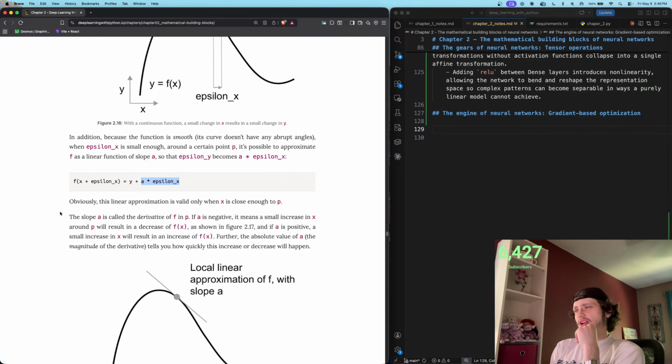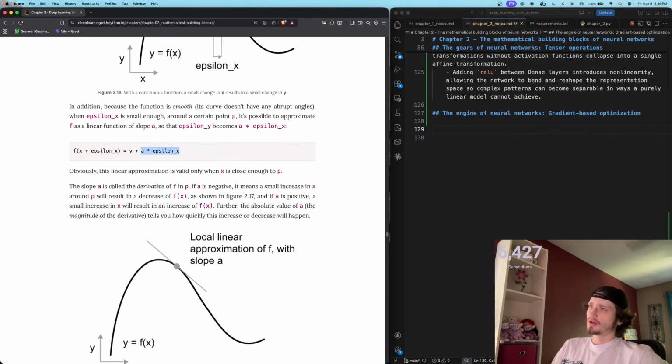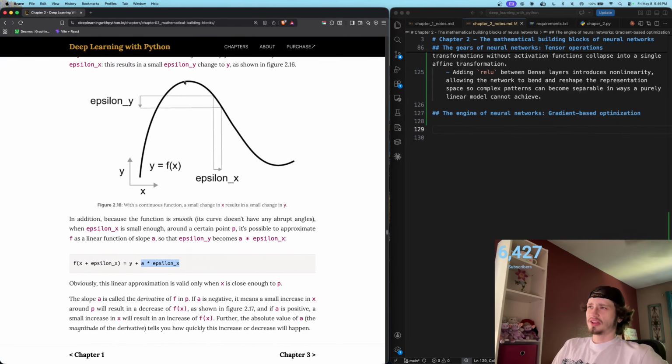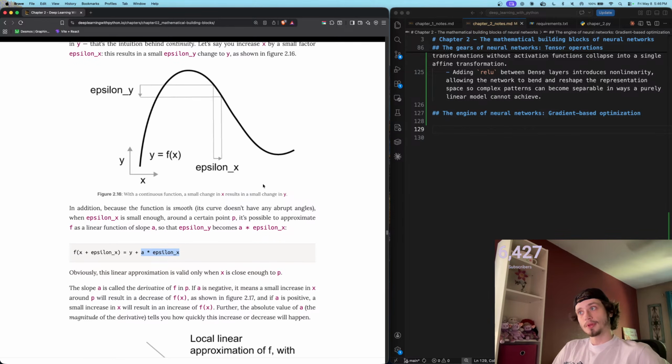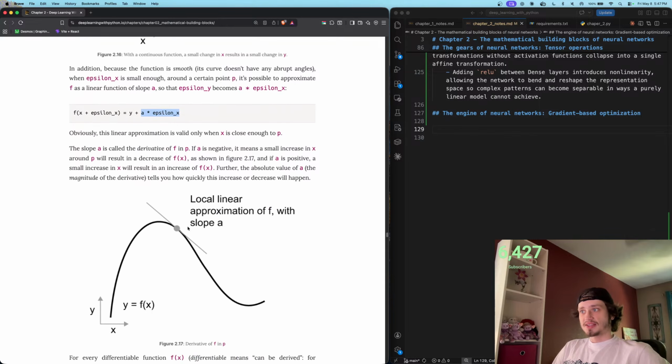Obviously, this linear approximation is valid only when x is close enough to p. That's what I was thinking. If you're just calculating some individual point, that doesn't necessarily tell you the slope of the line all the way down here at this point. Because if you draw a line, that's just a linear line, and this actually looks like some parabolic curve. So that would make sense: whenever the x point is close to this p, you can infer the slope at that point. Think about it like this.